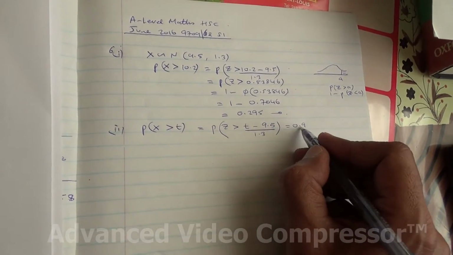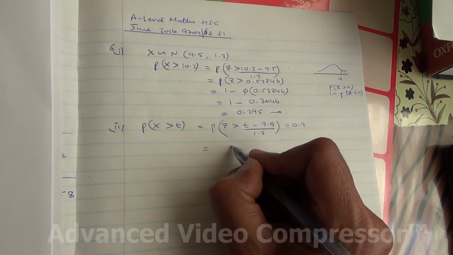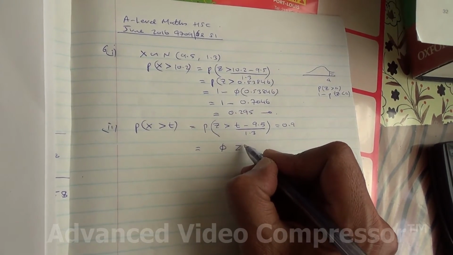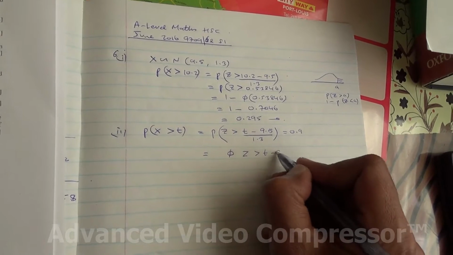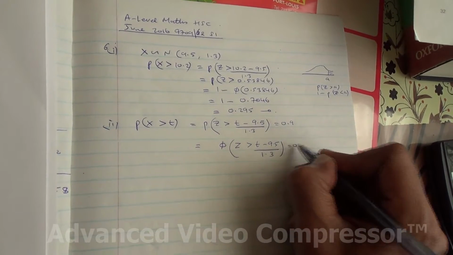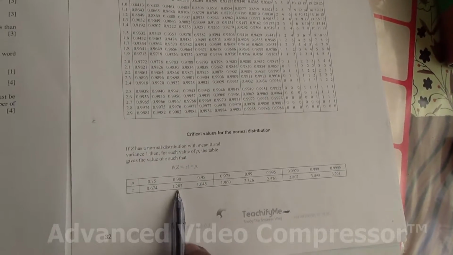So let's take a look here. That's going to be P(z > (t − 9.5)/1.3), and it's going to give us 0.9. If you look at the inverse of 0.9 from your table, it is 1.282, but we're looking at the right hand side. At the right hand side, that's going to be negative.